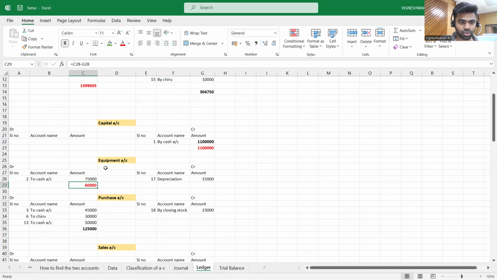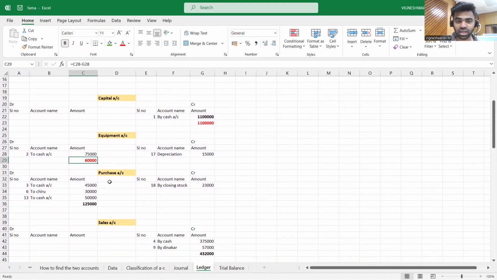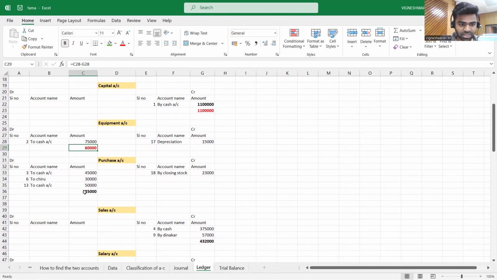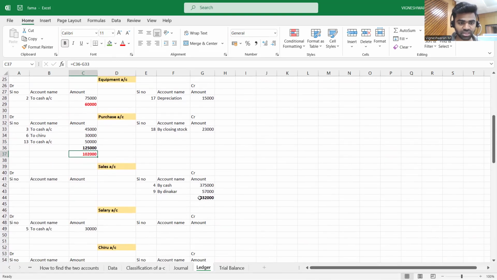This red value is what I will write in the trial balance. Here in the purchase column, in the debit side, I have 1,25,000. In the credit side, I have 23,000. So the difference is 1 lakh and 2,000. Now for sales, this is the only value. For salary, this is the only value.